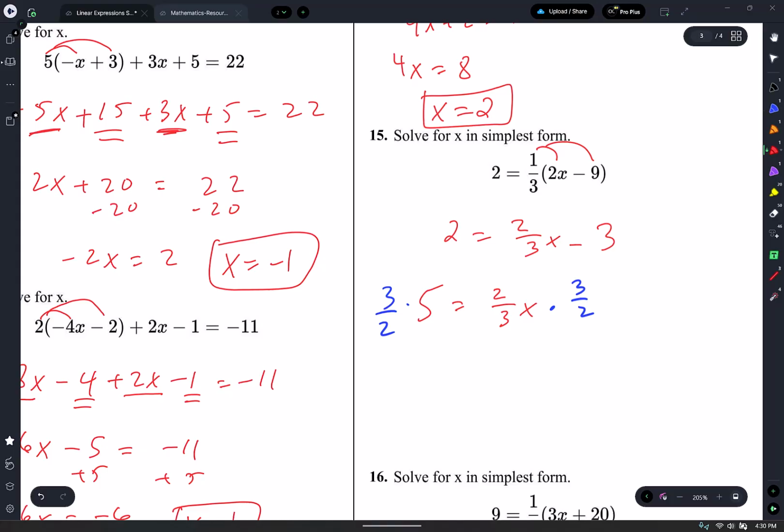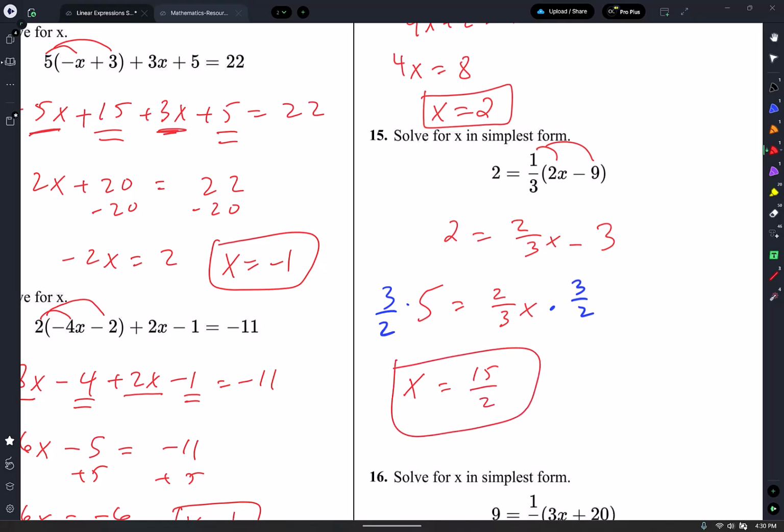So now here's what I get. X equals, that's an equal sign, 15 over 2. What'd you guys think? Bam.